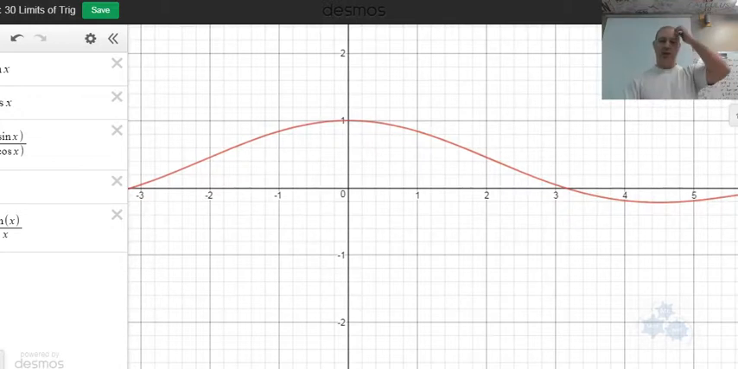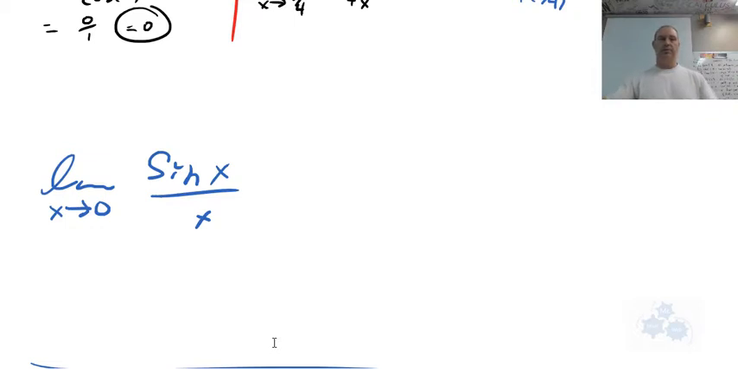We're going to be able to use that fact to solve a lot of different limits that otherwise would be tough to manipulate, tough to just plug values into. So this actually is 1.